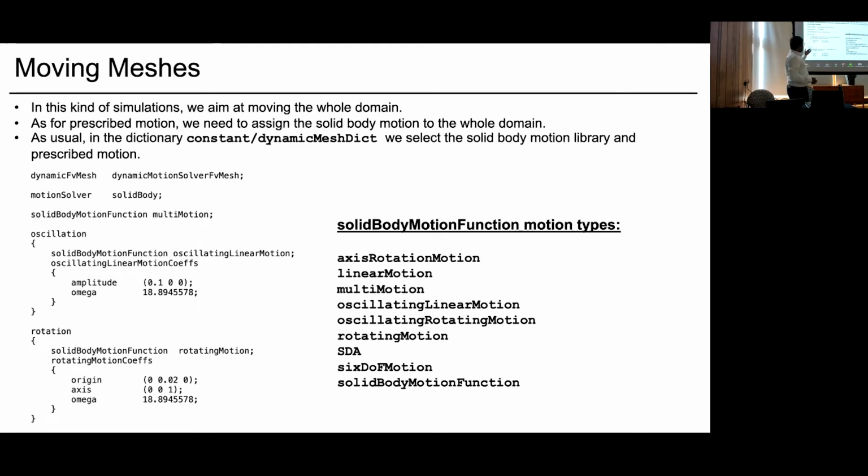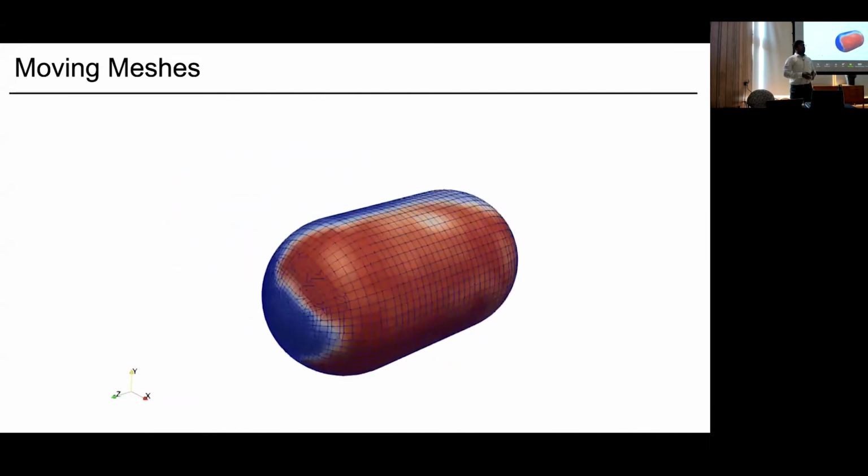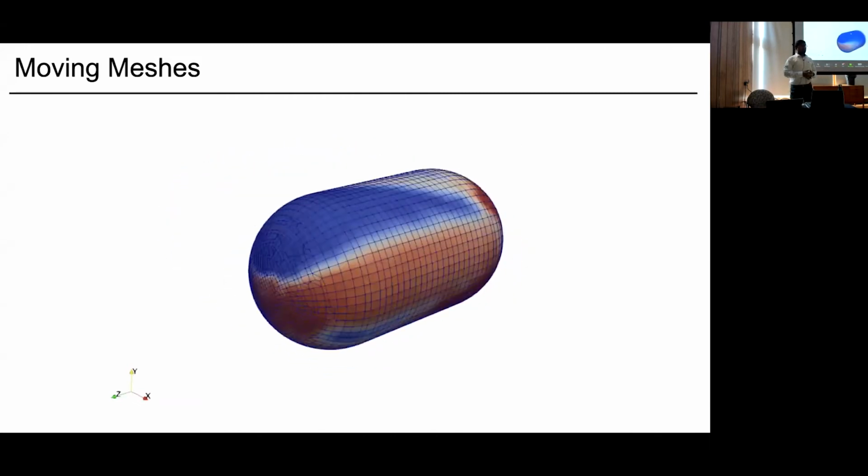Like in the first and second case, I have defined an oscillating linear motion and a rotating motion, but you can actually give all different types of motion and test it. SDA is something used in ship hydrodynamics, which is a 6 degree of freedom motion again. This is a tutorial file already available within OpenFOAM versions.